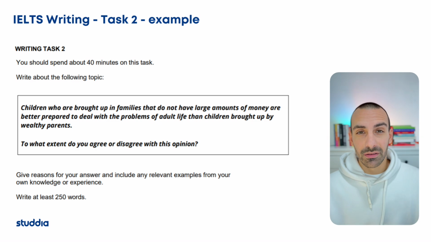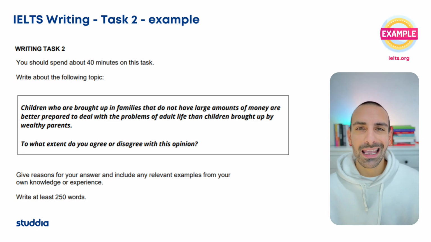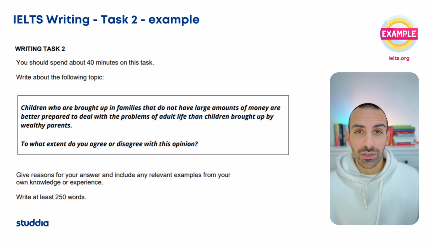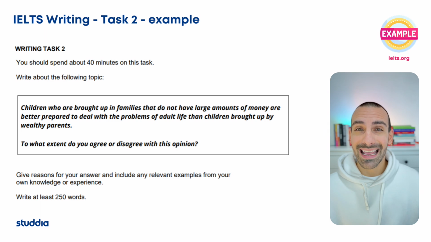Moving on to writing task two. Remember, it's the same for both general and academic with slight differences in the topics. Here's an example. Children who are brought up in families that do not have large amounts of money are better prepared to deal with the problems of adult life than children brought up by wealthy parents. And the instructions say, to what extent do you agree or disagree with this opinion?